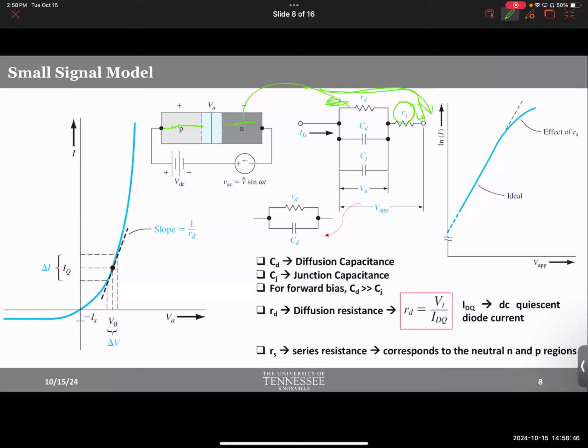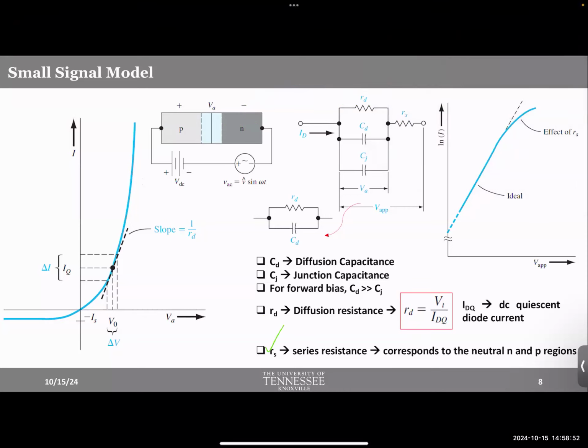This one, series resistance, RS. Okay. So there are 4 components in the diode model: RS, RD, CJ, CD. And this is a small signal model that we use.